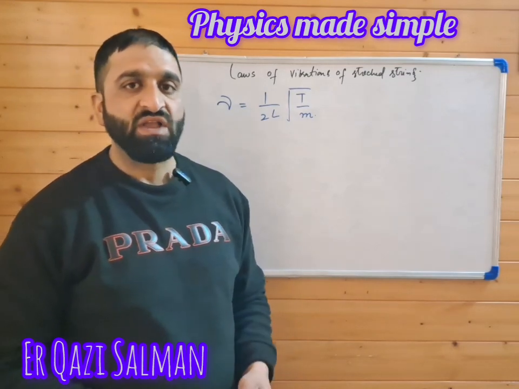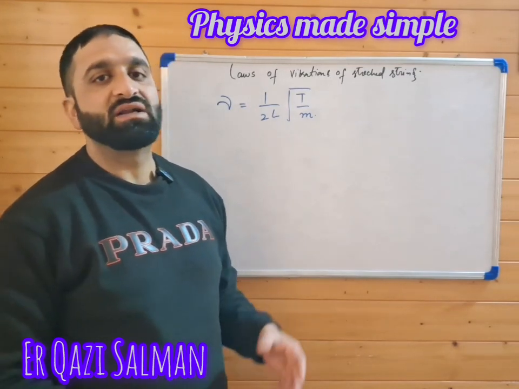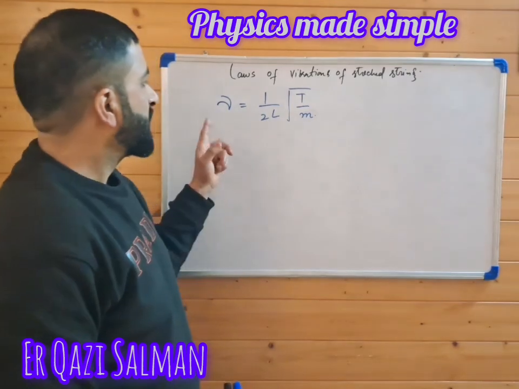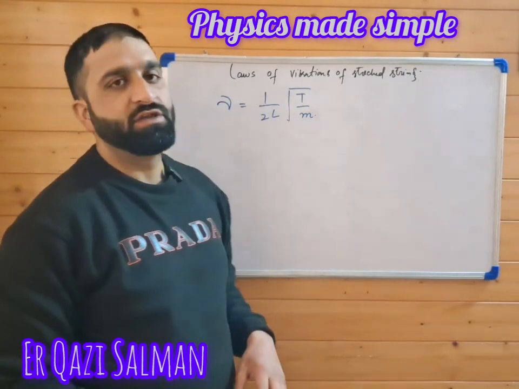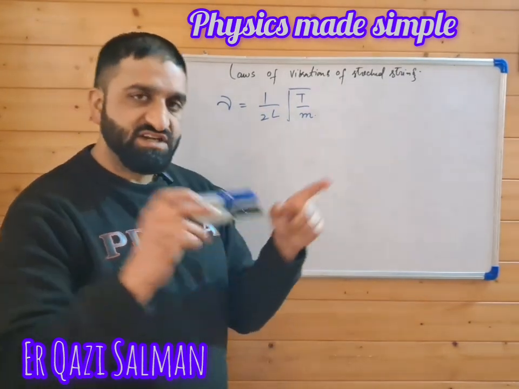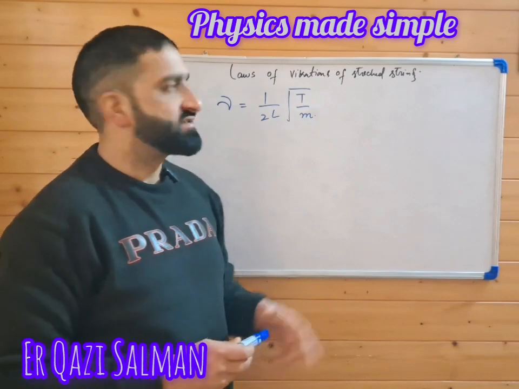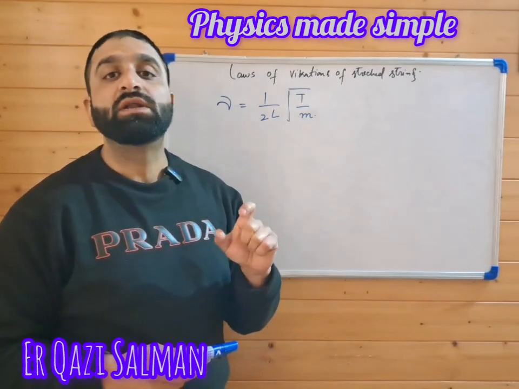We know that in the normal mode, for the fundamental frequency, nu is equal to 1 upon 2L root of T by M, where L is the length of the stretched string, T is the tension in the string, and M is the mass per unit length.